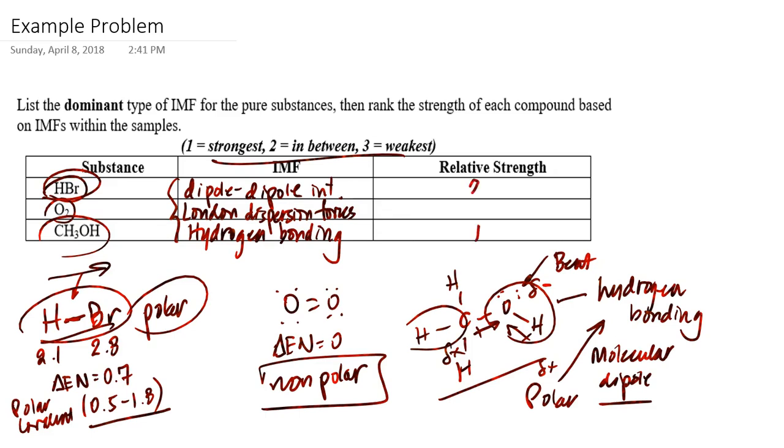Dipole-dipole interactions are the next strongest, so I'm going to rank that at number 2. And London dispersion forces are our weakest intermolecular force. So I'm going to rank that as number 3.